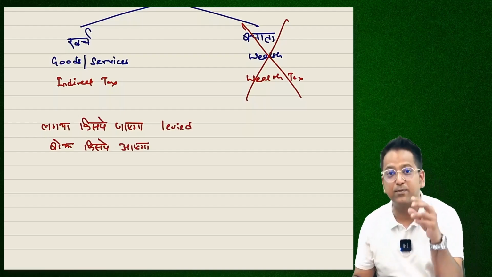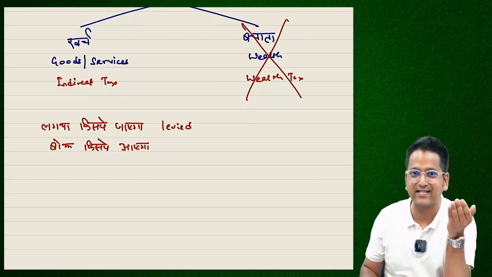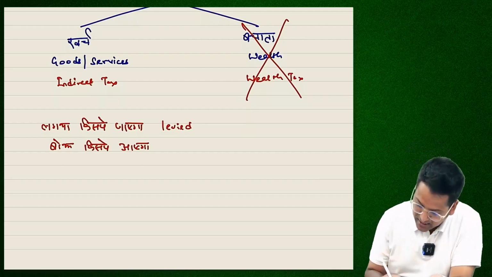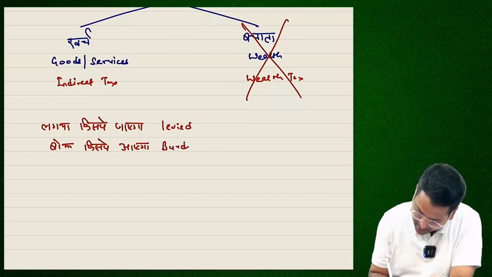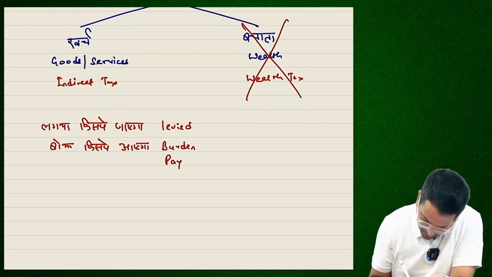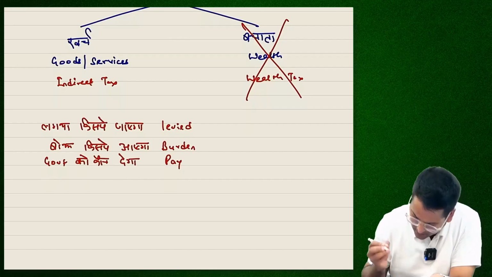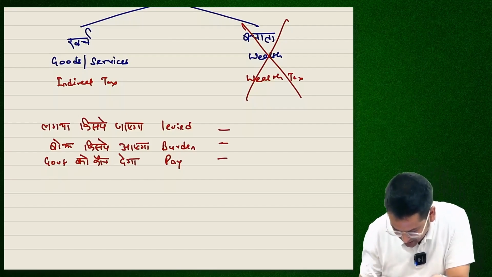Since these terms are related to taxes, I am afraid you might forget this, especially as this is your first class. Who will bear the burden in this context? And third is, who will pay? Okay? The government will be paid by whom? Have you understood this? Now we have to tell you three things.